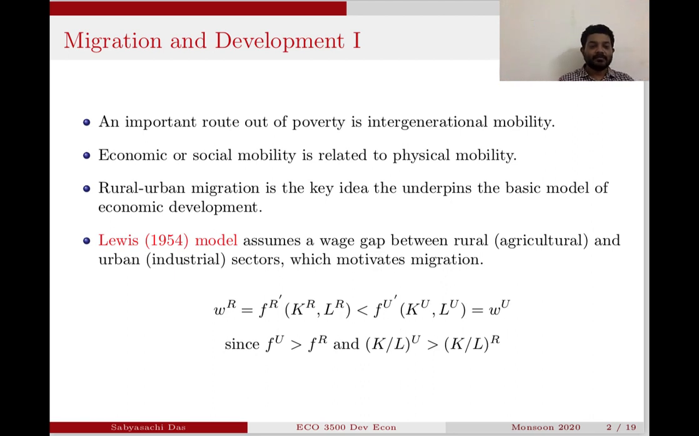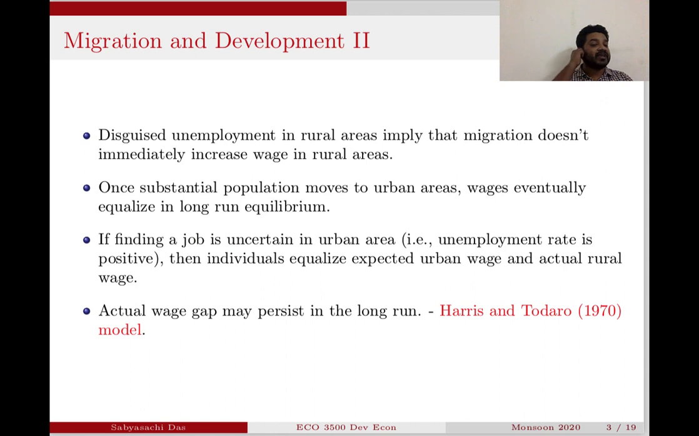Now, Lewis's second point was that this should motivate rural-urban migration. At some point, people would realize that they're stuck in agriculture. Too many people are stuck in agriculture. They should start moving to the cities to join the workforce.